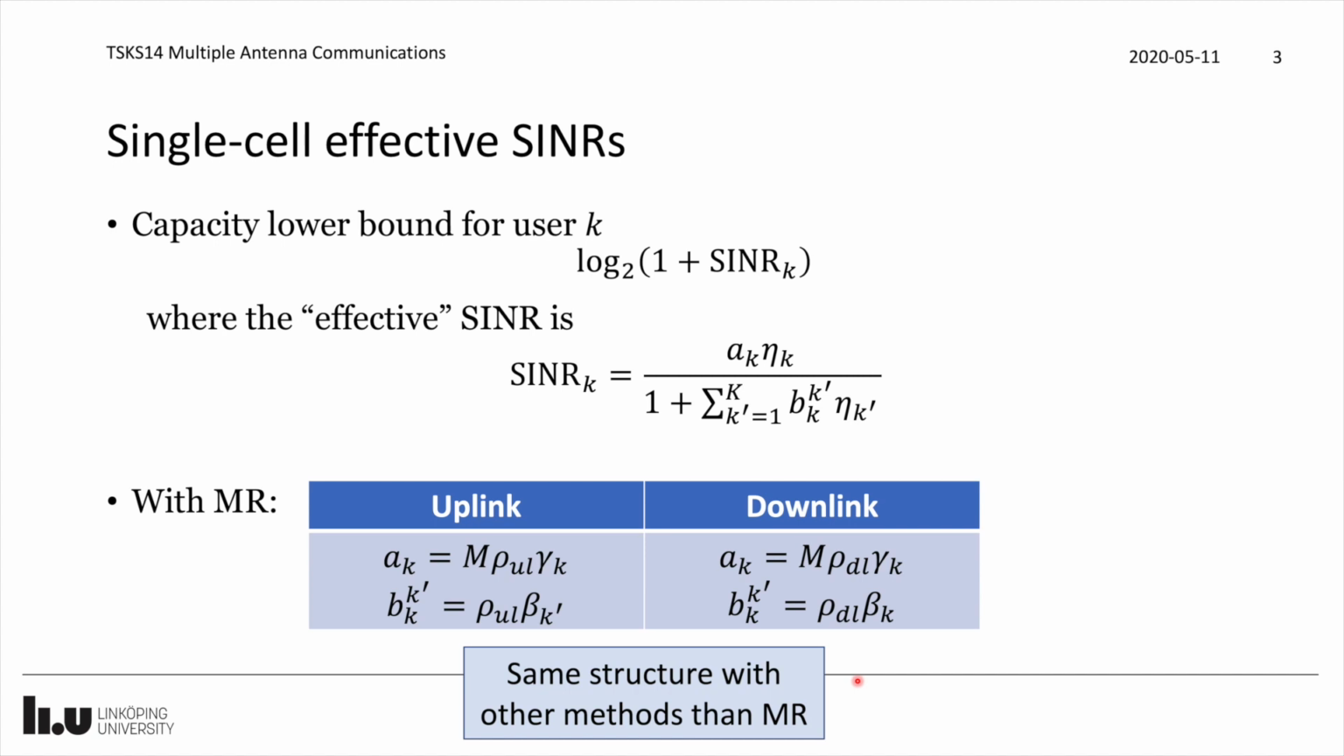But the important thing is that since we have a particular shape here, we can optimize these SINRs with respect to eta k and eta k prime for just any numbers of A and B. And then we can apply the result for any type of precoding in the downlink and receiver filtering in the uplink.